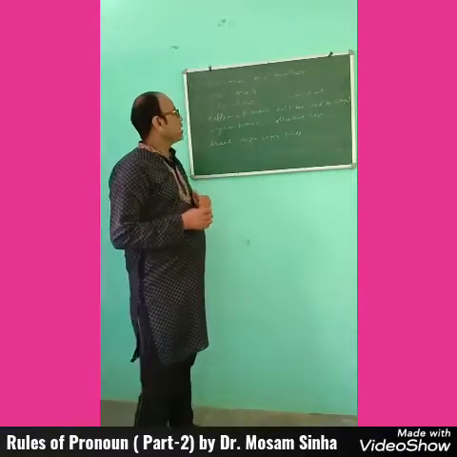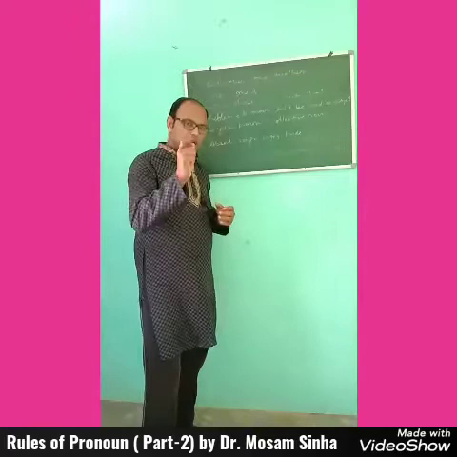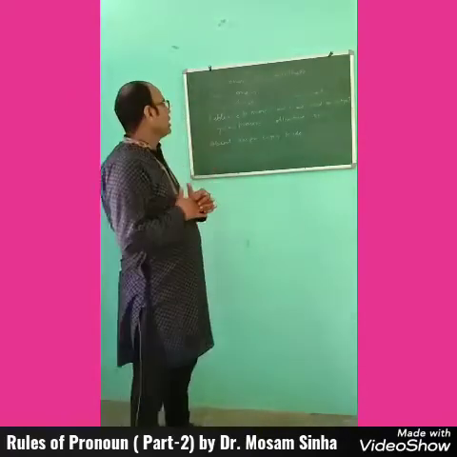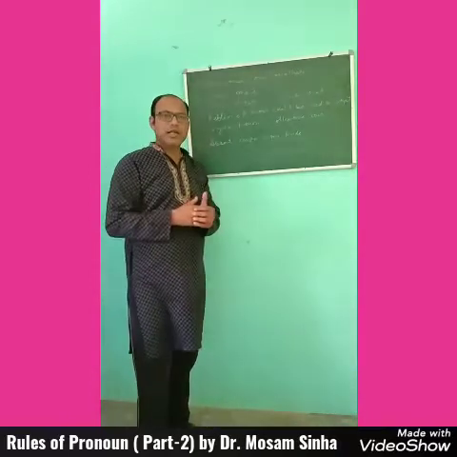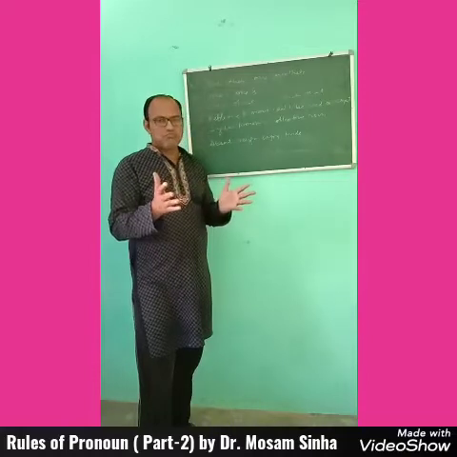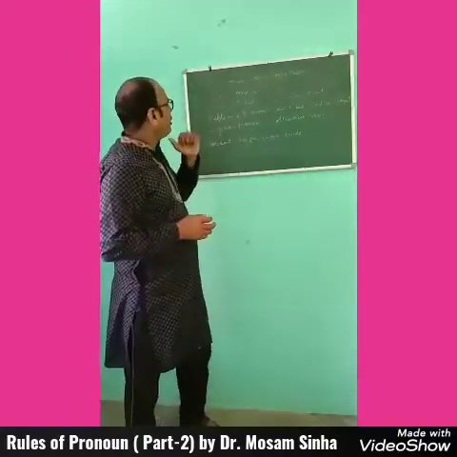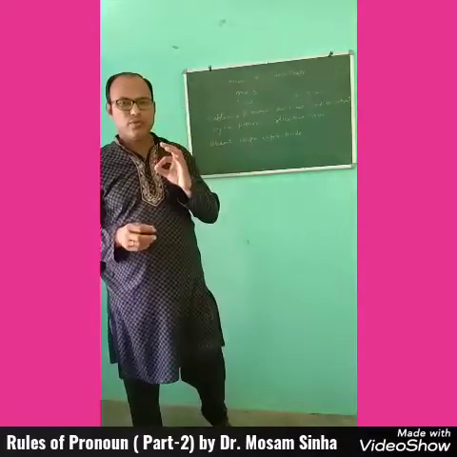First rule is about the use of each other and that of one another. Where do we use each other and where do we use one another? Let me explain that. Each other is used for two and one another is used for many. Like divide the mangoes, like we say among boys. Same way, we use one another for many and each other for two.